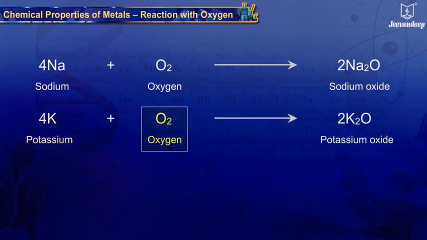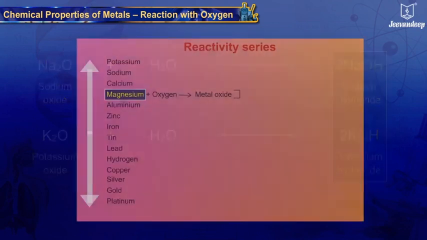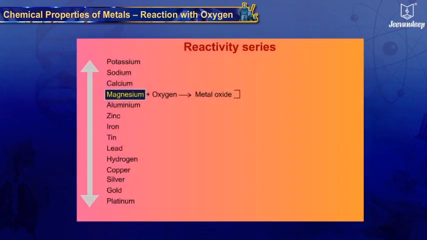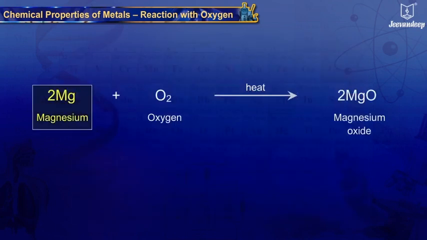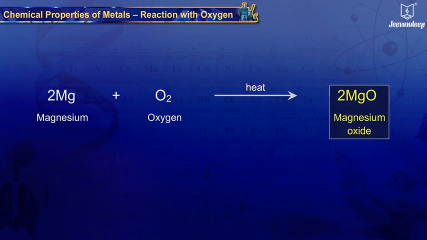Potassium reacts with oxygen to form potassium oxide. Most metallic oxides do not dissolve in water, but sodium and potassium oxides dissolve in water to give alkalis and are basic in nature. Reaction of magnesium with oxygen. Magnesium does not react with oxygen at room temperature. It reacts with oxygen on heating and burns with intense light and heat, forming magnesium oxide.